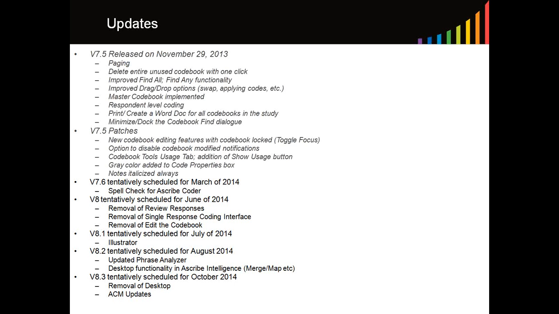I'm going to now move forward to version 7.6, scheduled for March of 2014. Version 7.6 is going to see a server-side spell check for Ascribe Coder. Some of you that have been using Ascribe Coder have noticed that there's no codebook spell check. We're now actively testing the new spell check for Ascribe Coder. And this spell check is also available in Edit Responses, Edit Respondent, and the translation transcription windows as well. Okay, so that's scheduled for March of 2014. And then this next point is probably the most important one I'm going to make in this PowerPoint.